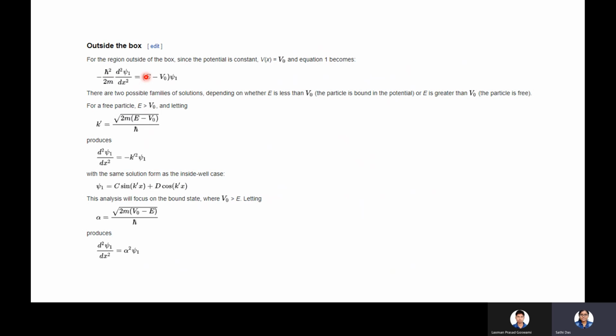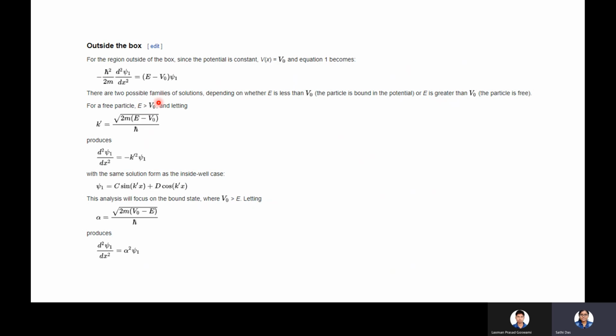So outside the box, let us take a finite potential box. Outside the box there will be an amount of potential, V(x) equals V naught. So what will be the Schrodinger equation? It will become minus h cross square by twice m d2 psi 1 dx2 equals E minus V naught into psi 1. If E is less than V naught, the particle is in a bound state in the potential, and if E is greater than V naught, the particle is free, and this represents the scattering state of the particle.